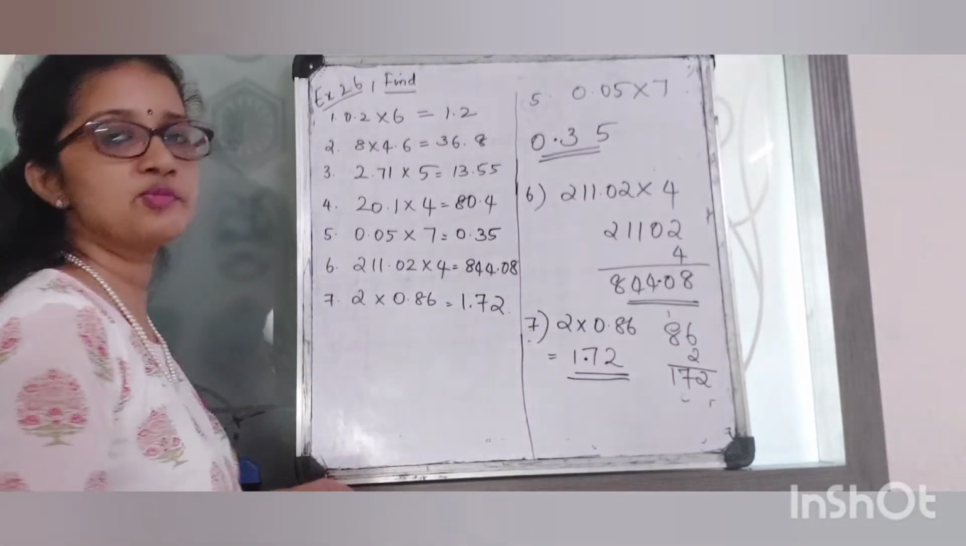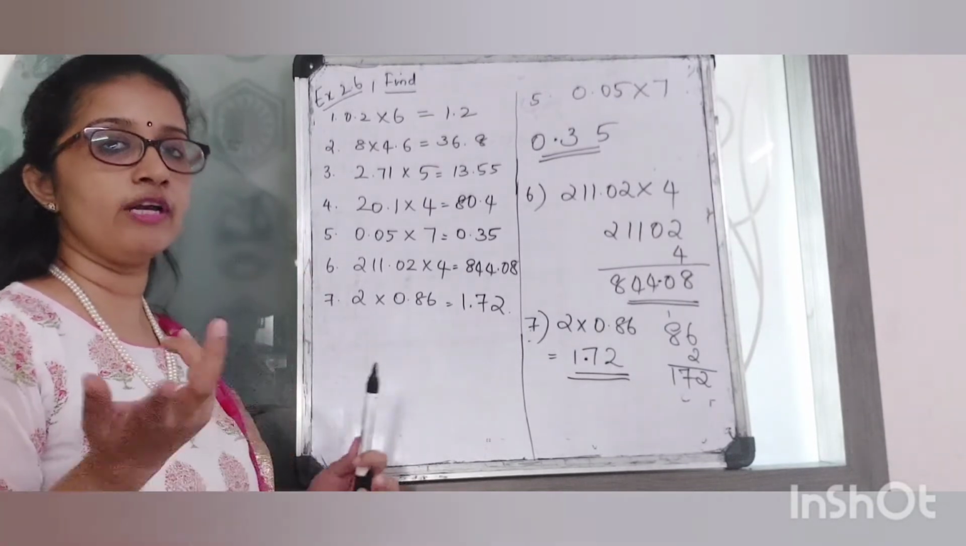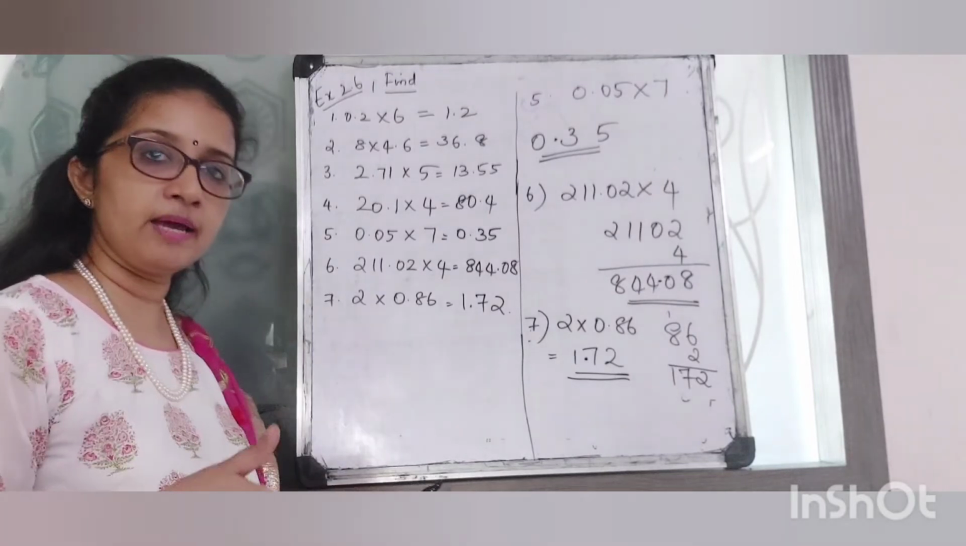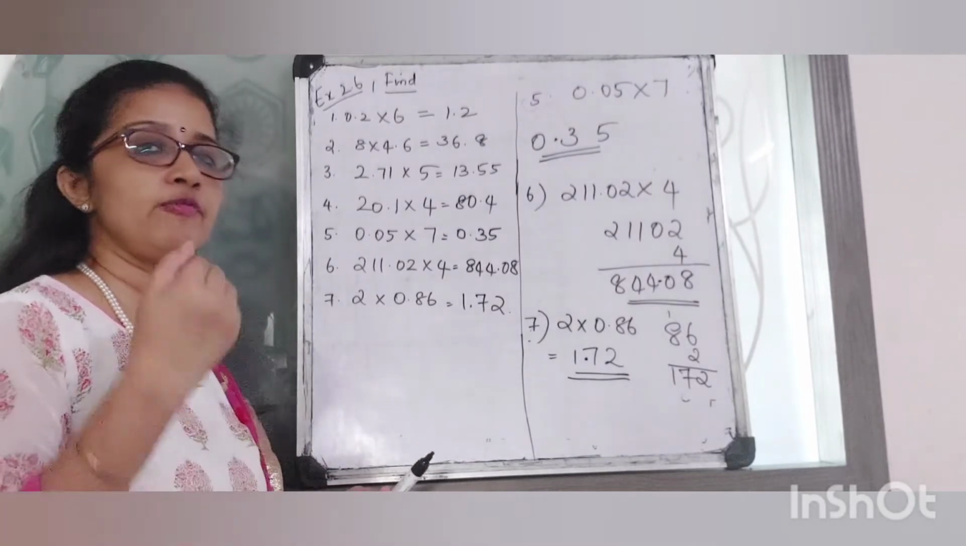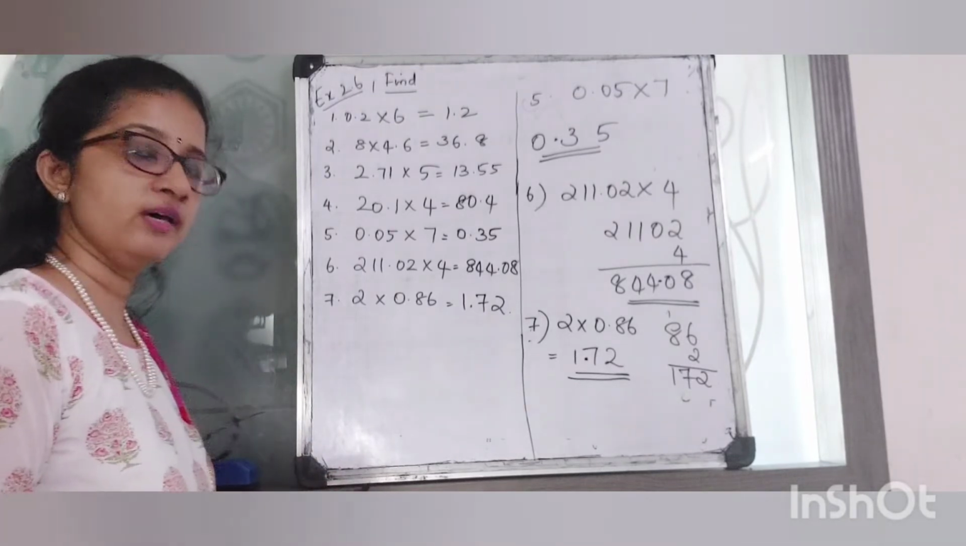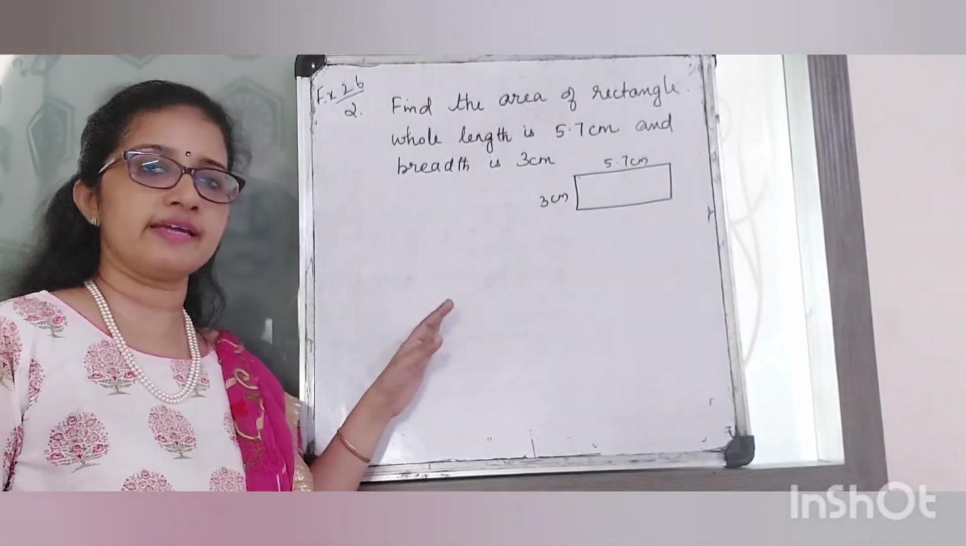It is very easy to multiply 2 decimal numbers or a decimal number and a whole number. Only thing is that you should ignore the decimal point and directly multiply the numbers, and then finally you have to put the decimal point. Okay? Okay, now let's move on to the next question. Now let's move on to the second problem.